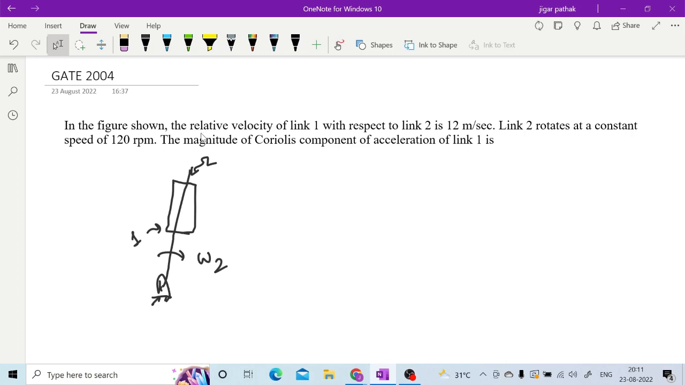In the figure shown, the relative velocity of link 1 with respect to link 2 is 12 meter per second. Link 2 rotates at a constant speed of 120 rpm. The magnitude of Coriolis component of acceleration of link 1 is. You have to calculate the magnitude of the Coriolis component, and you have to type in a numerical answer.